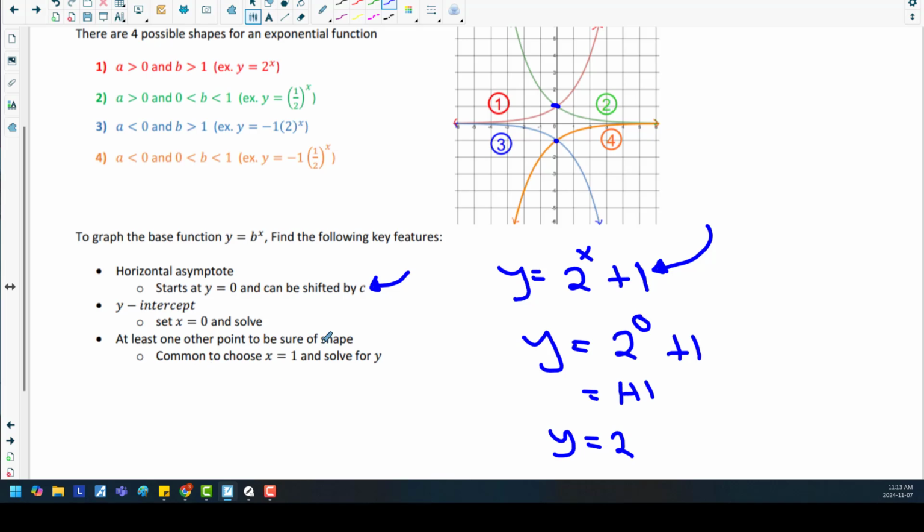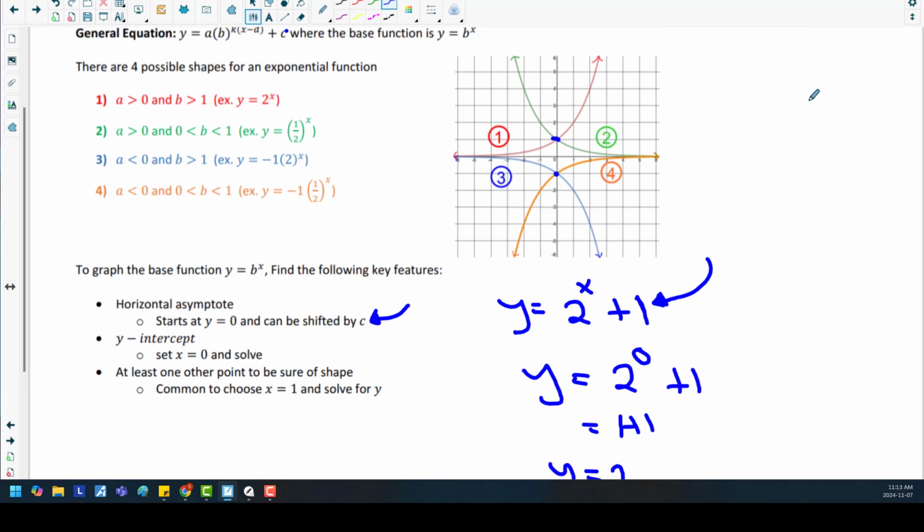And then at least one other point to be sure of the shape, it's common to choose x equals 1 and solve for y. So just pick another point for x, substitute it into the equation, and solve. And that is how you can get a general idea of your exponential function.